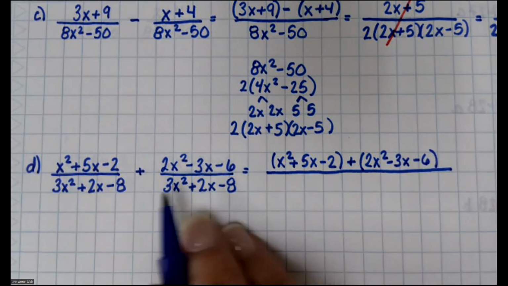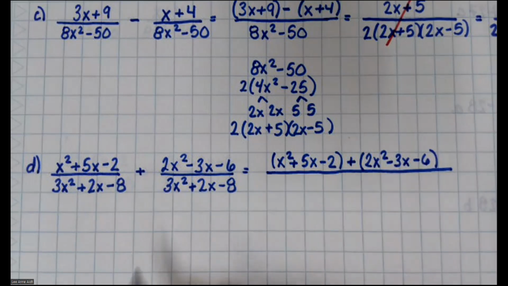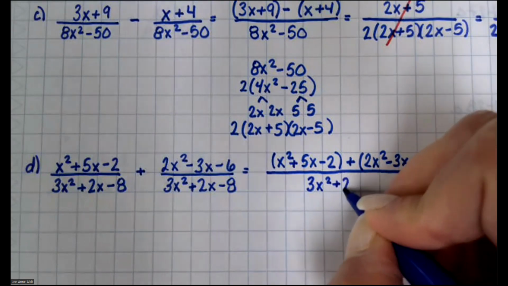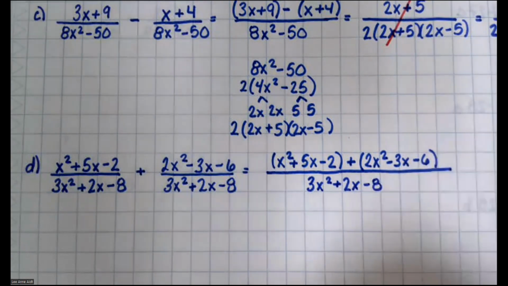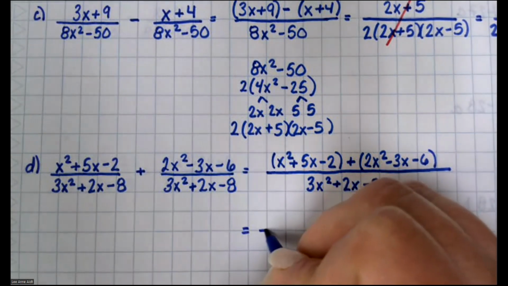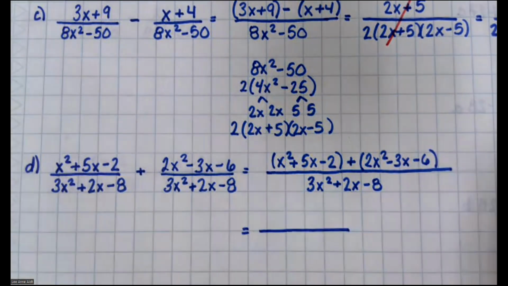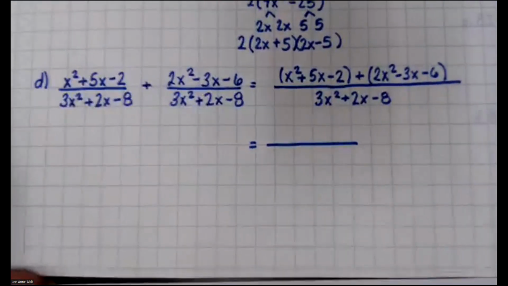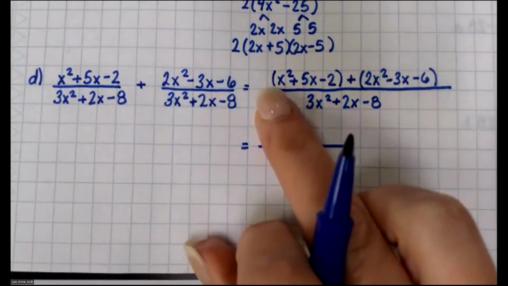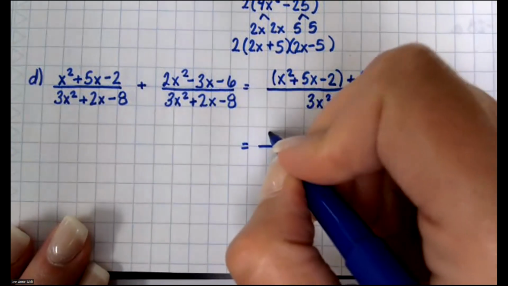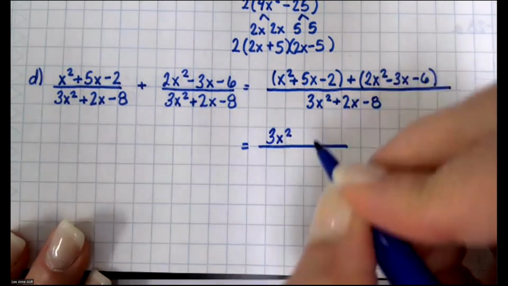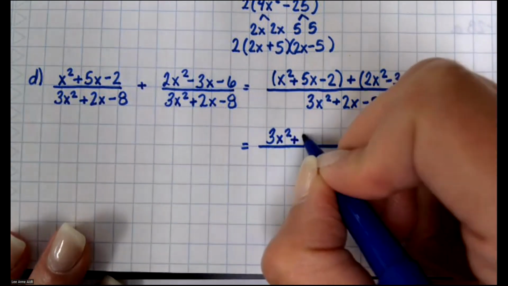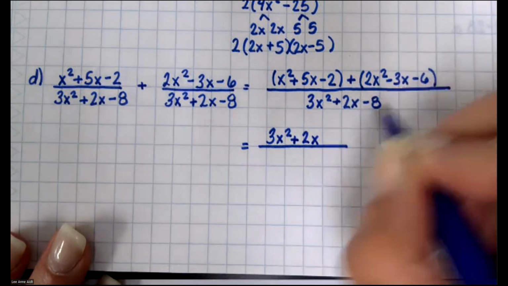Okay, so this is an addition problem. Add across the top, bottom stays the same. Okay, now we're going to combine like terms on the top. So I have x squared plus 2x squared. This is going to be amazing. Wait for it. 5x plus negative 3x. Negative 2 plus negative 6.